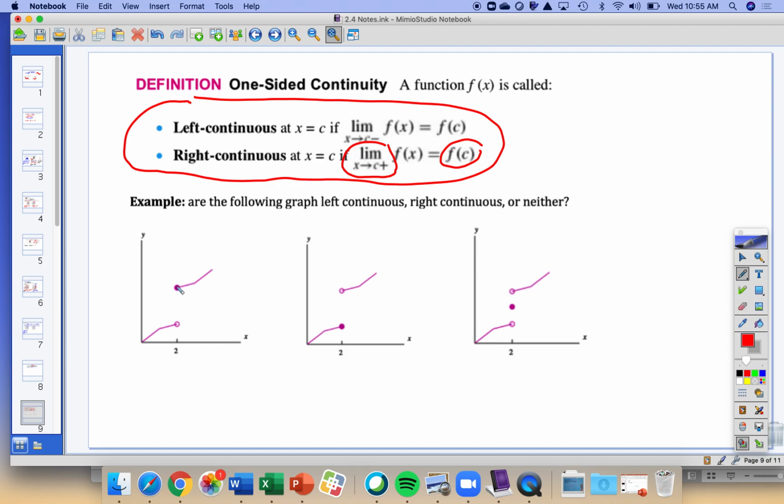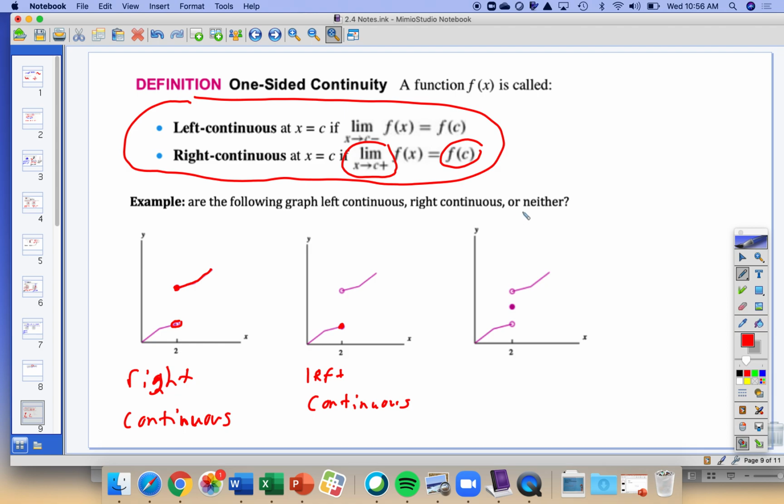Because this dot is filled in and then it goes to the right, this is a jump discontinuity that is right continuous, okay? Because there's an open circle with the left part of the graph. So it is right continuous. This one, because this dot is filled in, is left continuous. Because the left limit equals the function value. Here, the function value is defined up here, and in this one, the function value is defined down here.